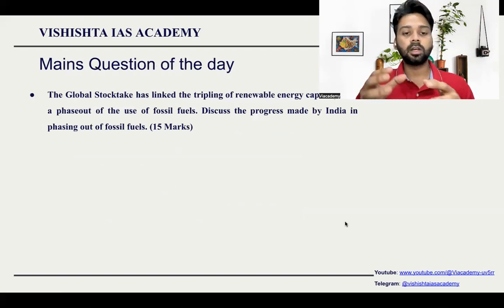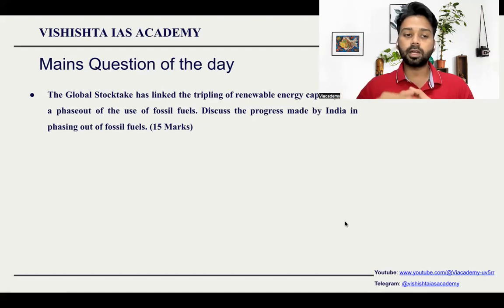Mains question of the day: the global stocktake has linked the tripling of renewable energy capacity with a phase out of the use of fossil fuels. So in the beginning, they are giving a statement that the global stocktake has told that we need to triple the renewable energy capacity by reducing the fossil fuel amount. This is a statement, but the actual question starts from here.